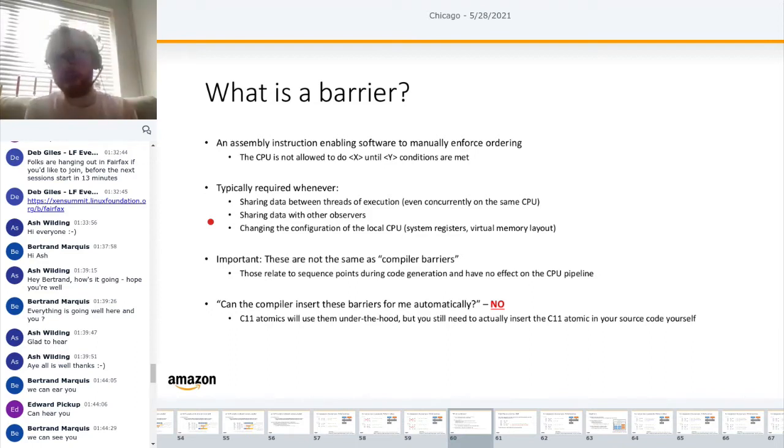So you need explicit instructions in your instruction stream to actually affect that CPU pipeline. Natural follow-up question is, well, can the compiler insert these barriers for me automatically? And the answer to that is no. So C11 atomics, for example, will use these barriers under the hood, but you still need to insert the C11 atomic in your code, right?